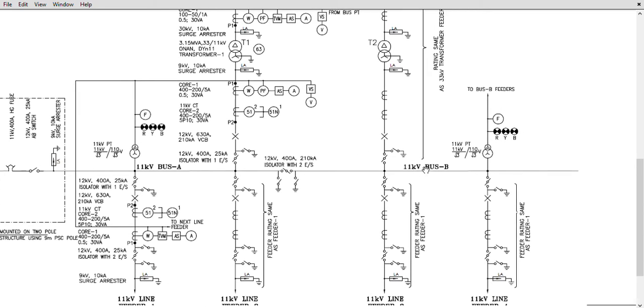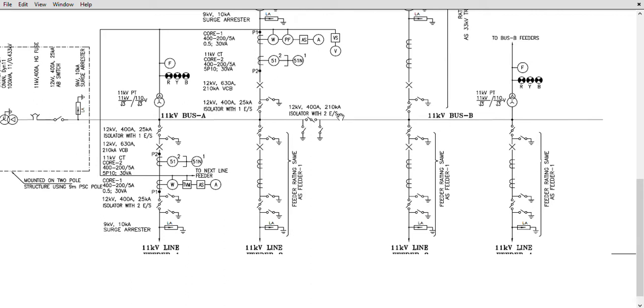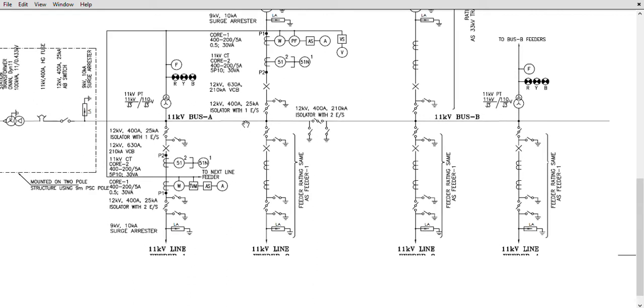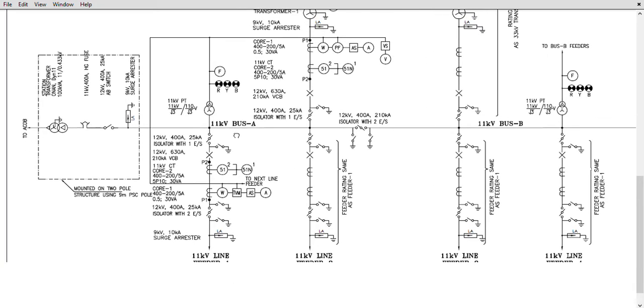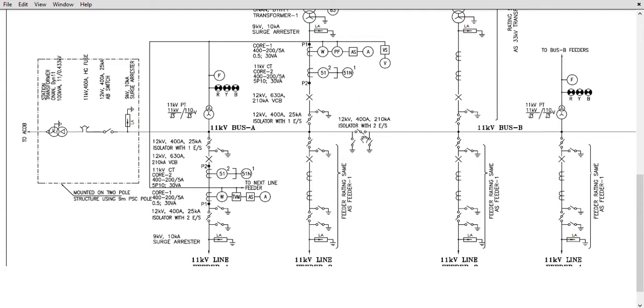We can go for maintenance. This portion we can still have some portion of the substation under working. Again we can switch on this portion, then we can work accordingly here, like that. So that is the convenience we'll be having with the sectionalizer.